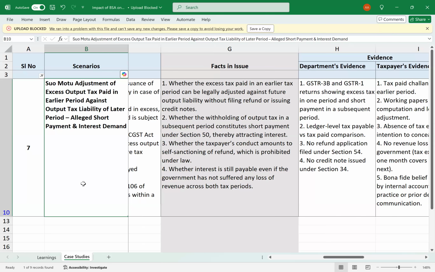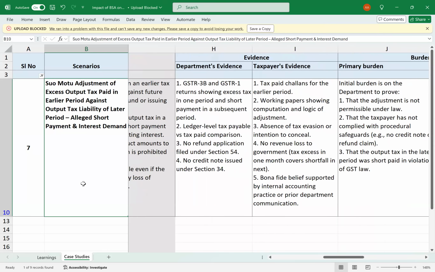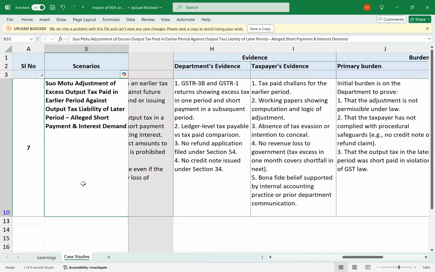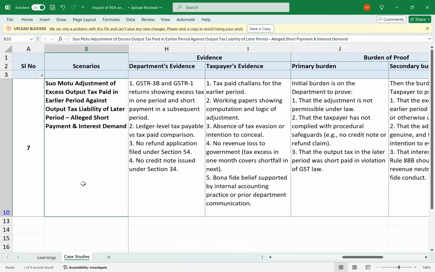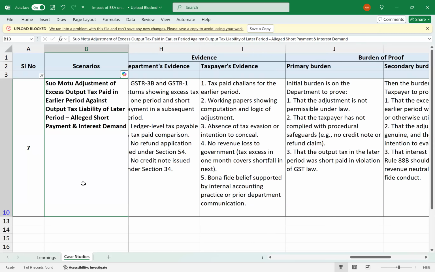So the department would prove by showcasing that 1 and 3B shows excess in one period and short in the subsequent period, ledger level tax payable versus tax paid comparisons. No refund application was ever made. No credit note was ever made, from the department's perspective. For the taxpayer's perspective, the evidence would be tax challans paid, working papers showing computation and logic of adjustments, absence of tax evasion or intention to conceal, no revenue loss, and bona fide belief by internal accounting.